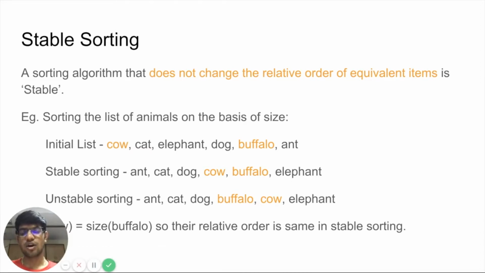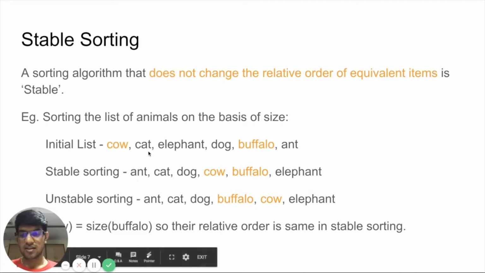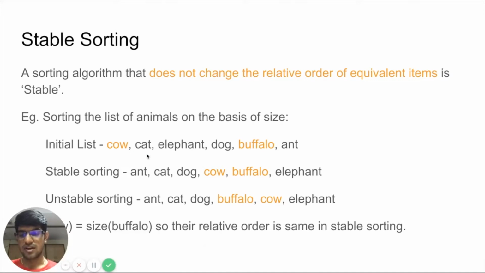A sorting algorithm that does not change the relative order of equivalent items is called stable. Now, what does that mean? Let us take the following example. Say, you are given a list of animals and you are asked to sort them on the basis of their size. We know that an ant is the smallest of these animals, hence, it comes at the first position. Next in order come cat and dog. Now we realize that cow and buffalo are approximately equal in size and are less than elephant.